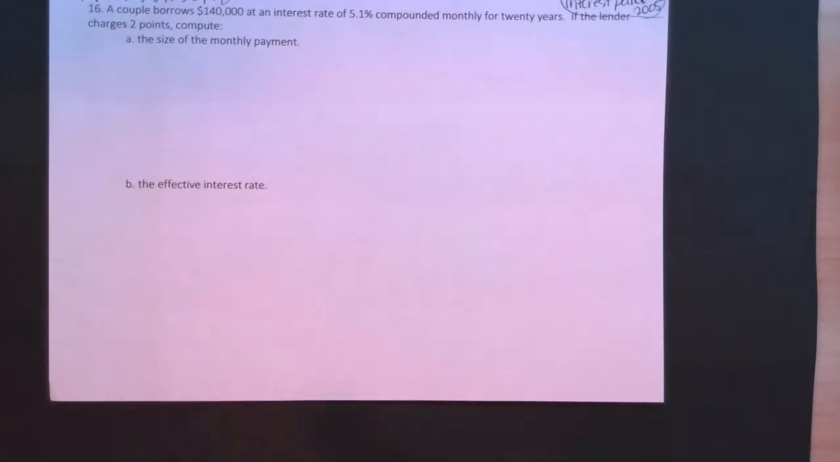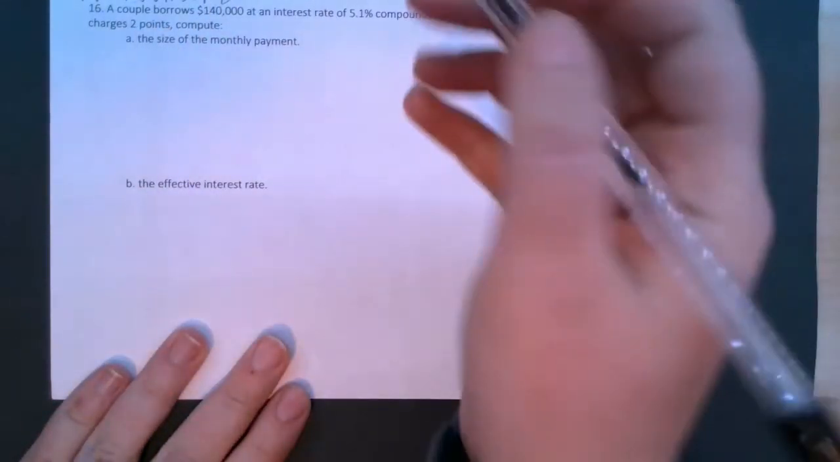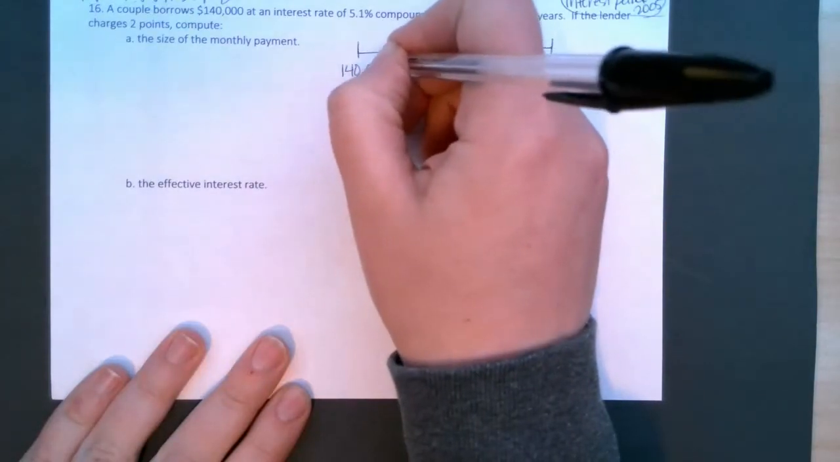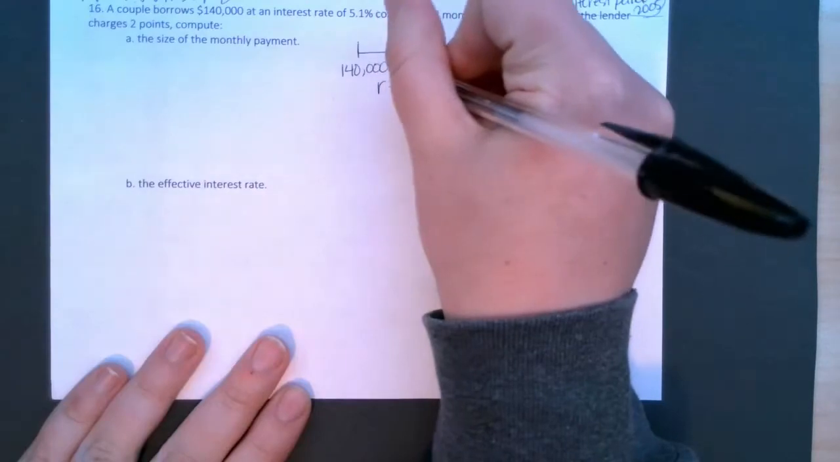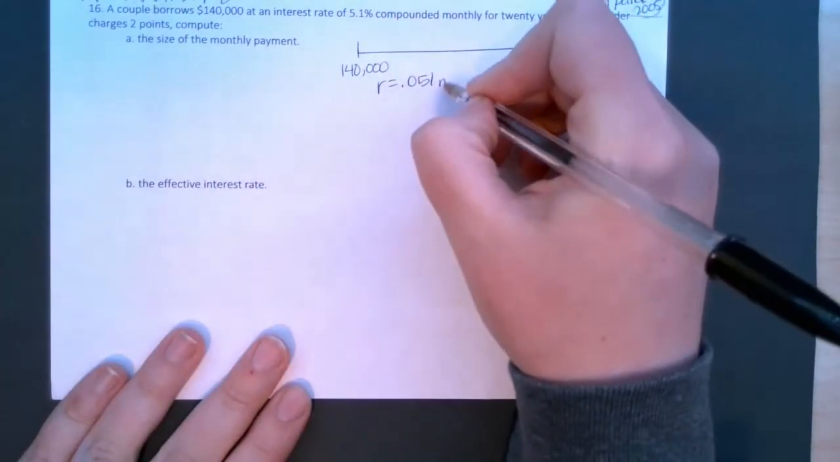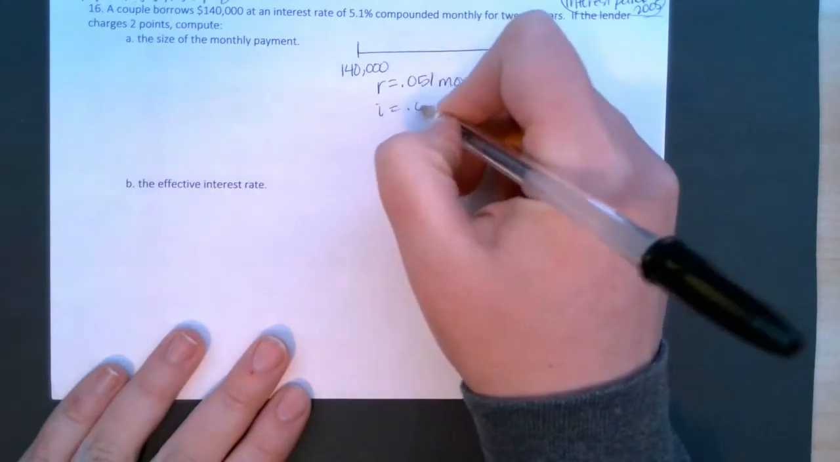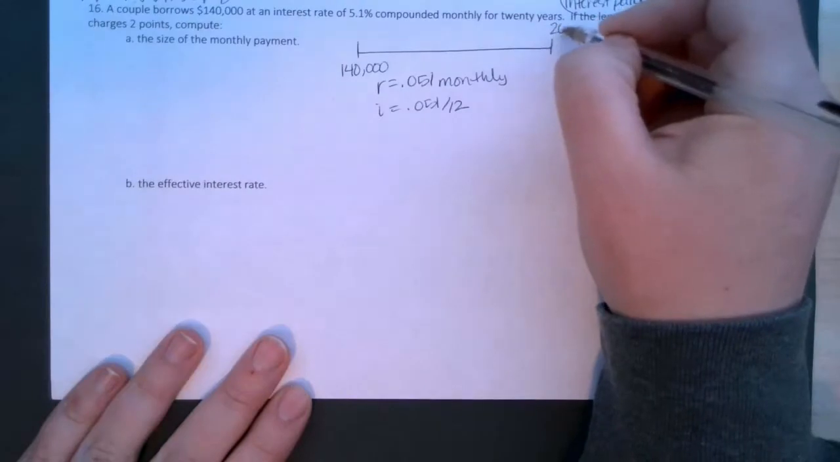But first thing we have to do is read the problem. So a couple borrows $140,000. So that goes at the beginning. With an interest rate of 5.1% compounded monthly. So our I is going to be 0.051 over 12 for 20 years.